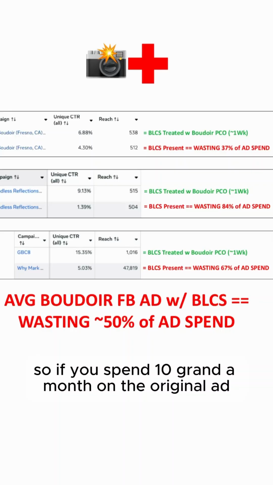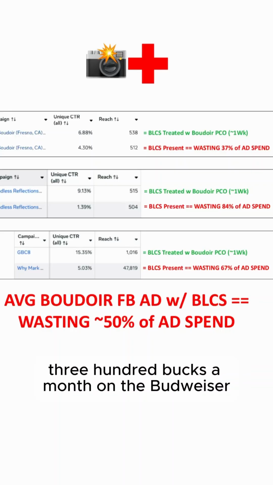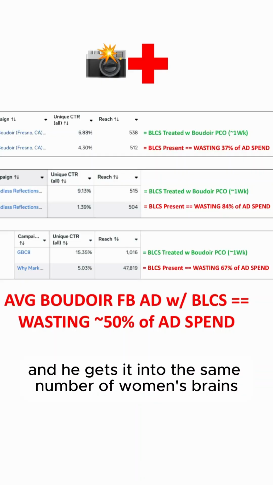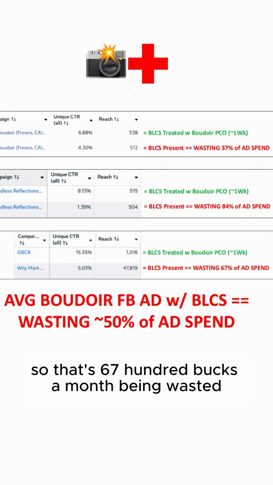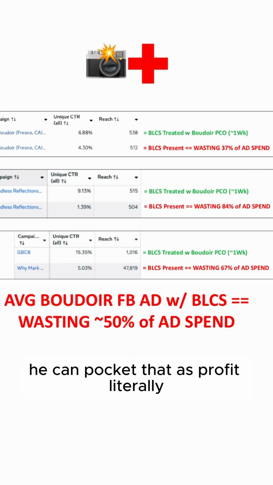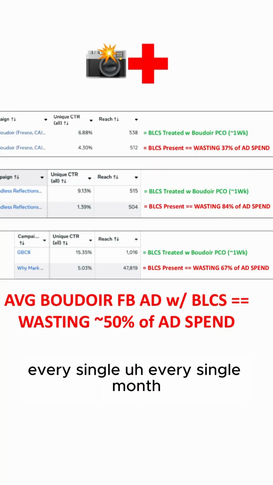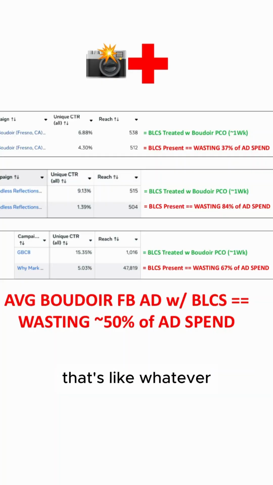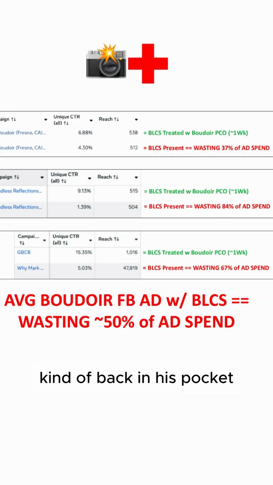So if he's spending 10 grand a month on the original ad, now he only has to spend 3,300 bucks a month on the Boudoir Pico treated ad, and he gets it into the same number of women's brains in both scenarios. So that 6,700 bucks a month being wasted, he can pocket that as profit, literally every single month. So it's like whatever, an 80K bonus over the next 12 months, back in his pocket.